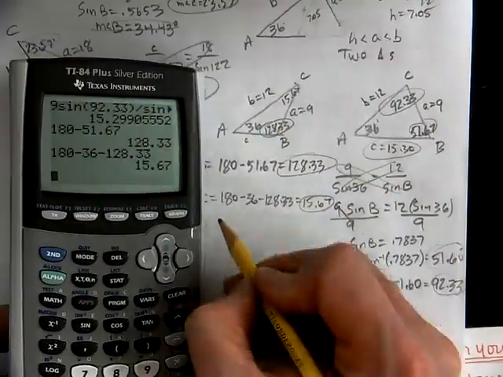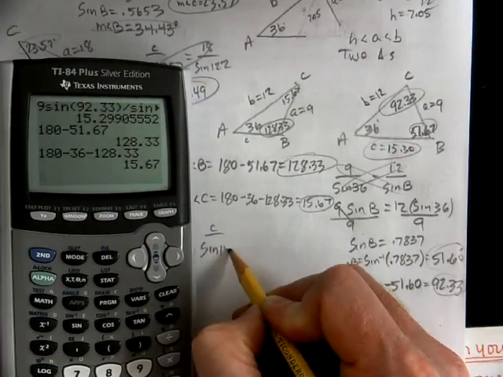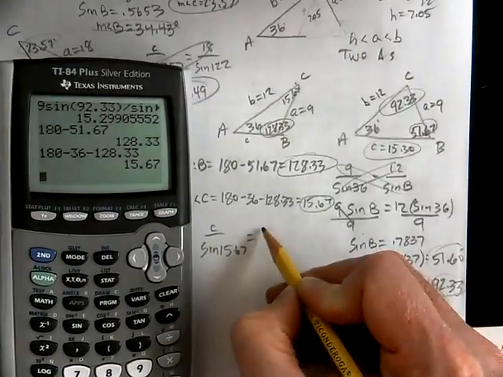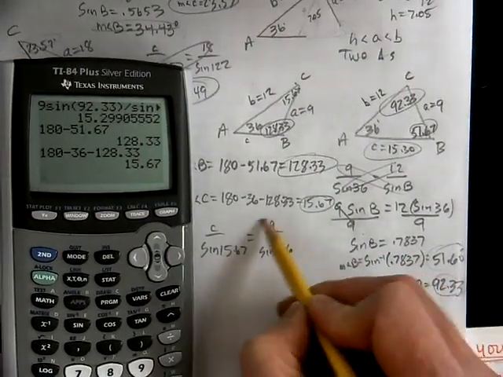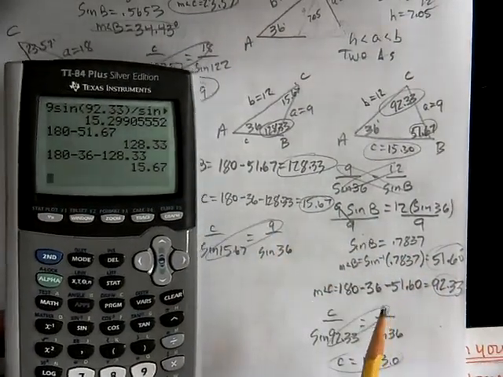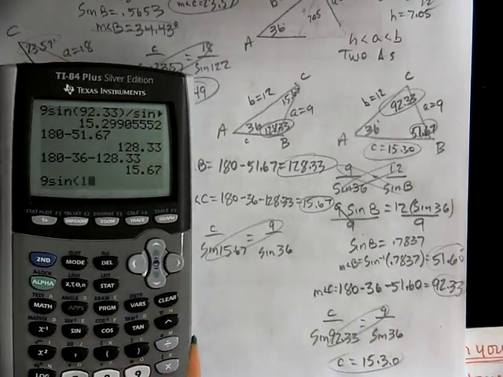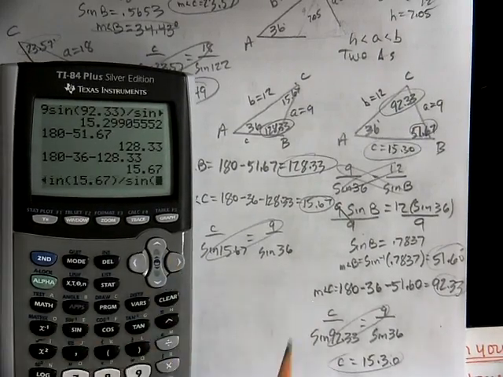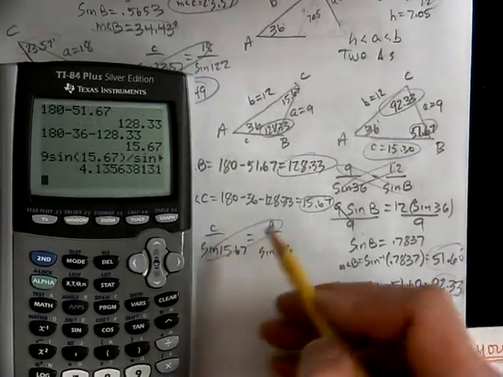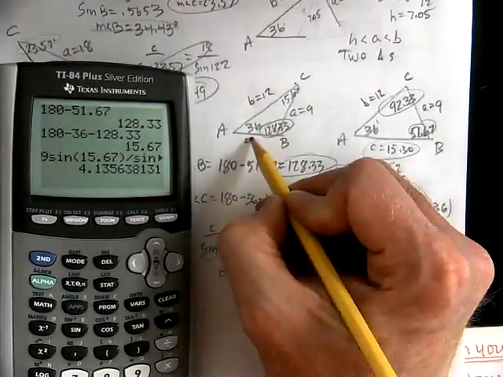We're missing one side. So we just use law of sines. 15.67, 9 over sine of 36. Try to do this on your own. Don't try to keep up with me. Pause the video. Try your calculations on your own. See if you're understanding how it all comes together. So C equals 4.14.